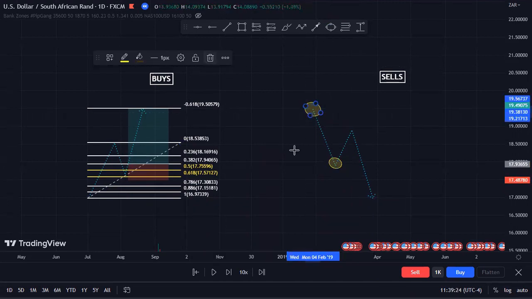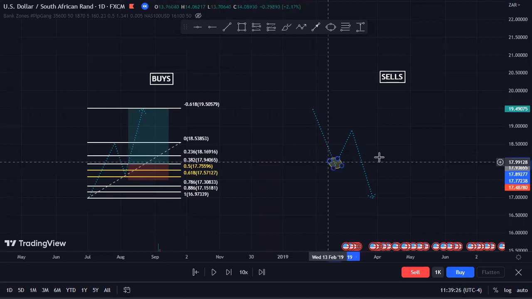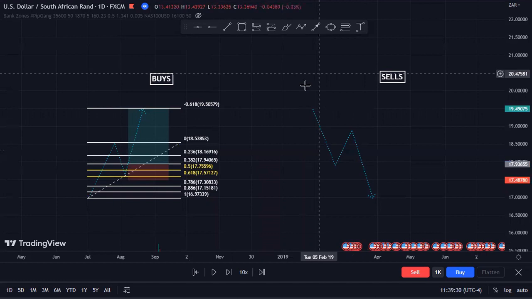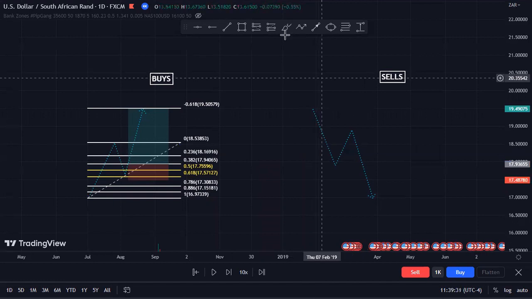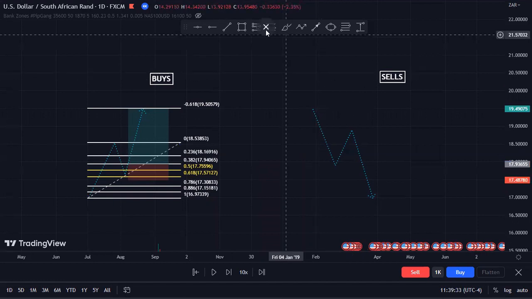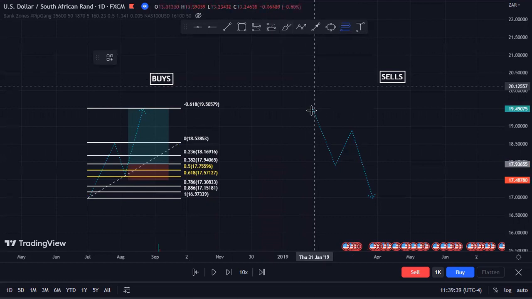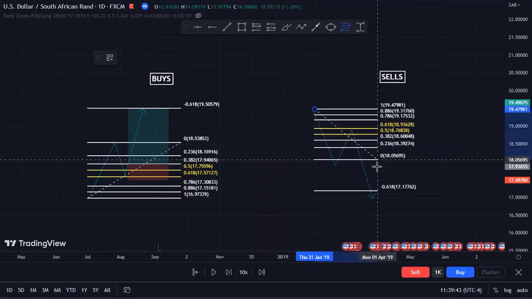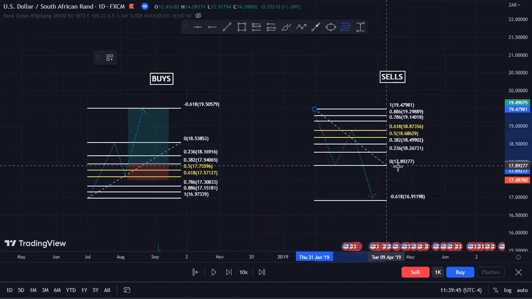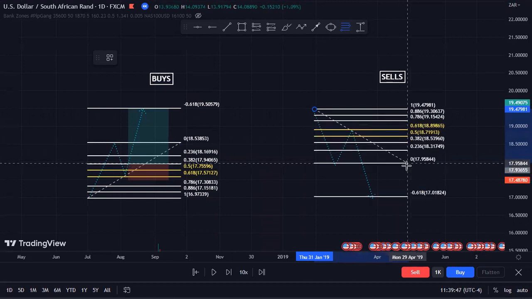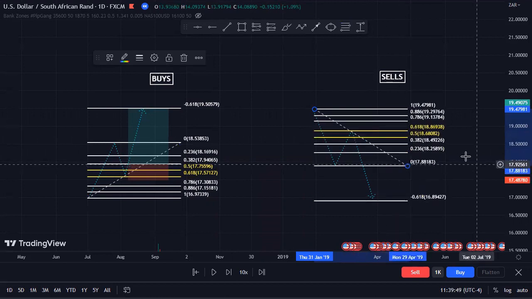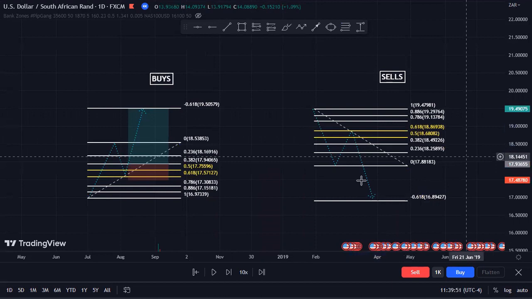Let me just remove this for you guys. So from here, what do we do? We move on to step two. Step two was to draw our Fib. So this time we're in sells, so we're gonna draw our Fib from our high to low, from right here to our low, which is the chair. And I'm just gonna move right so you can see the numbers. Okay, there we go.